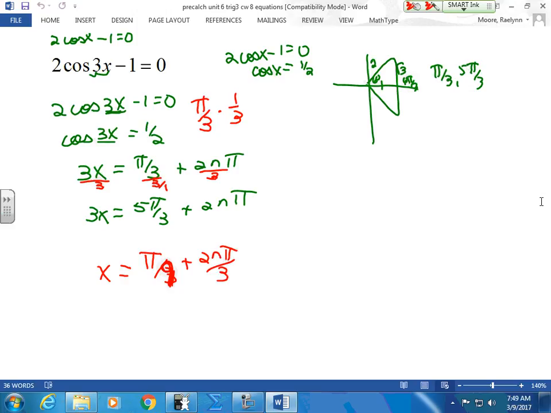Just leave it like this for now. You got to divide everybody. Then you're going to do the same down here. So this is going to give me x is equal to what? 5 pi over 9 plus 2n pi over 3. Okay, now think of this for 1 second. What is 2 pi over 3 in degrees? Like 120. Okay, so now 2 pi was how many degrees?